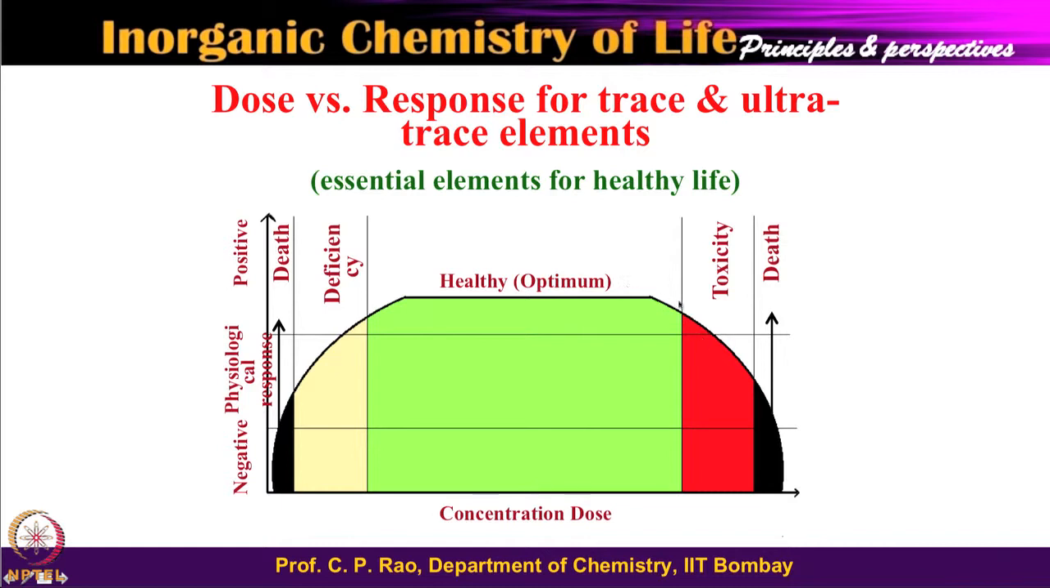Beyond that, if you have more concentration of the ultra trace and trace elements, then there is toxicity, and toxicity can lead to death also at a very high concentration. So, another condition that life has imposed on these elements is that the trace and ultra trace element concentrations must be maintained in the body. They cannot afford to have very low or very high concentrations. In both cases, the body will have a problem in terms of its physiology. So, it is very essential.